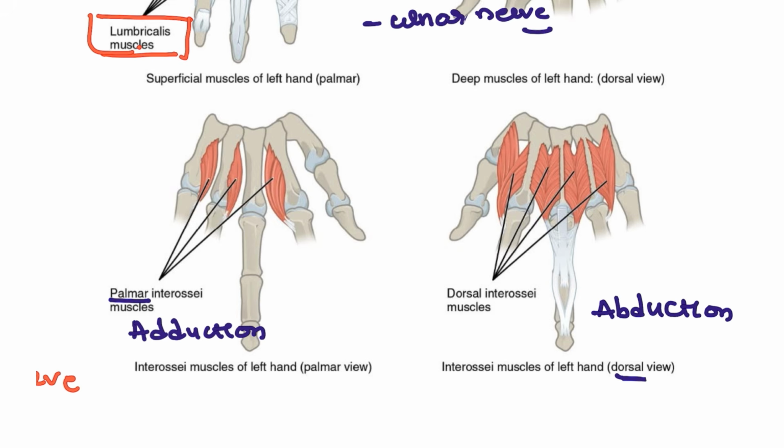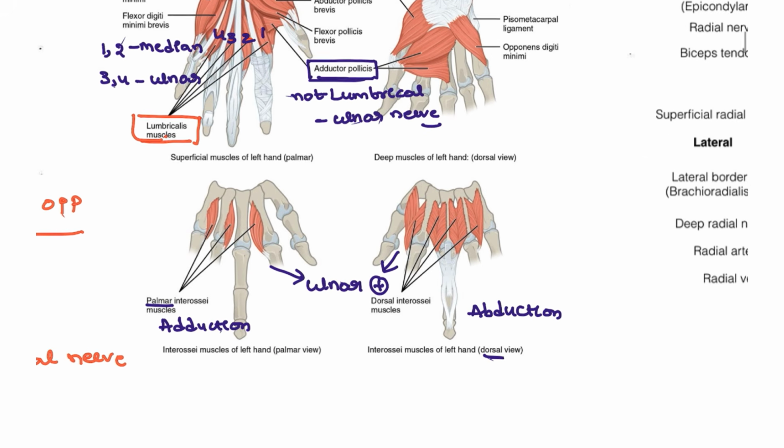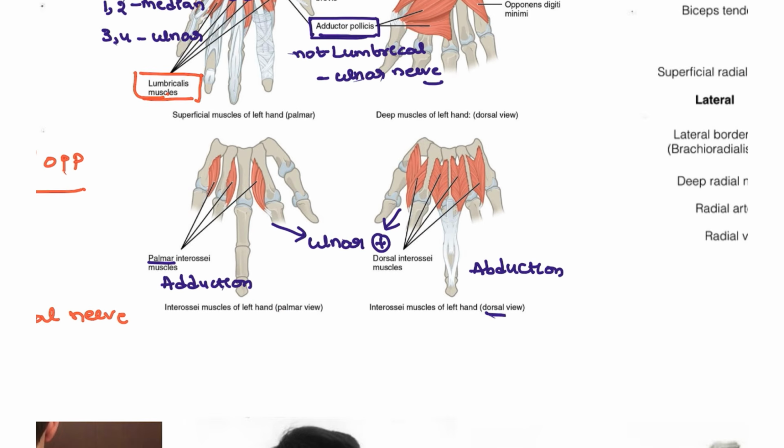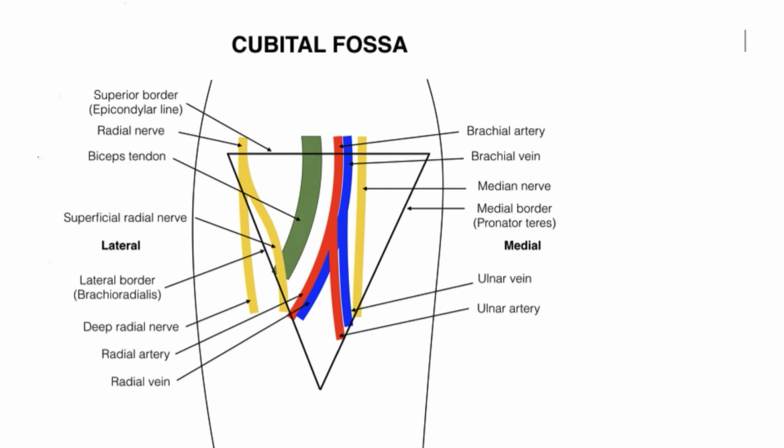Okay, and what is the nerve that supplies both of them? The nerve supply for both of them is the ulnar nerve, and this question has been asked in a previous examination already. And what is the test that you are going to do for the palmar and dorsal interosseous muscles? The Card test, right? The Card test is performed for both interosseous muscles.